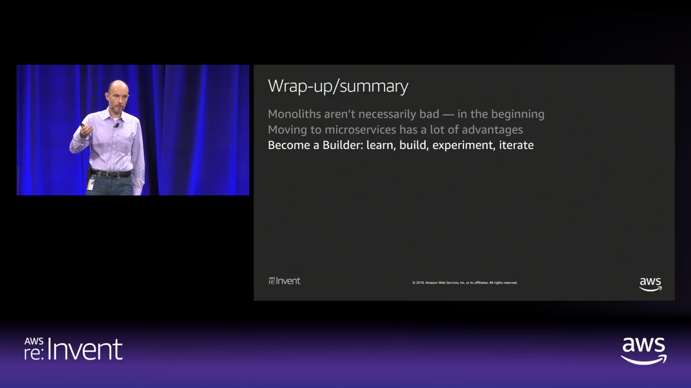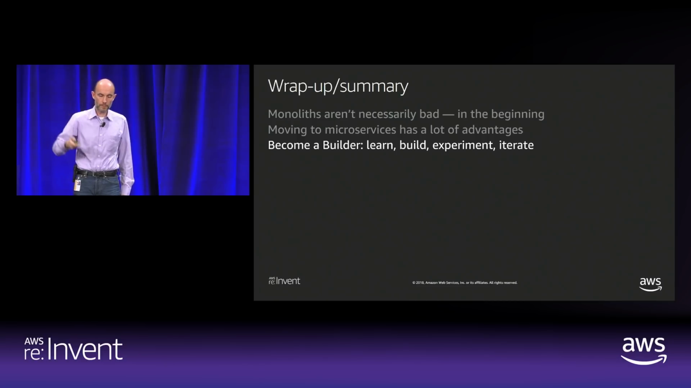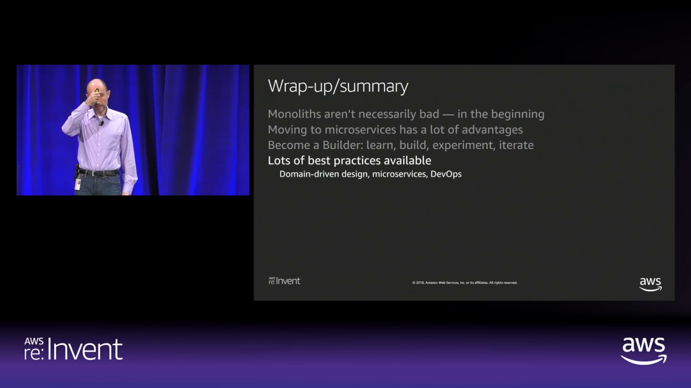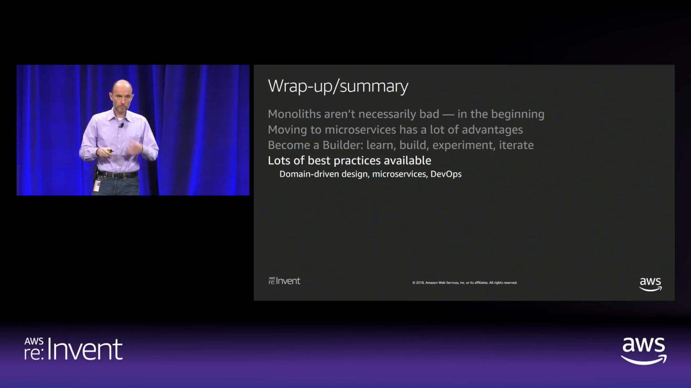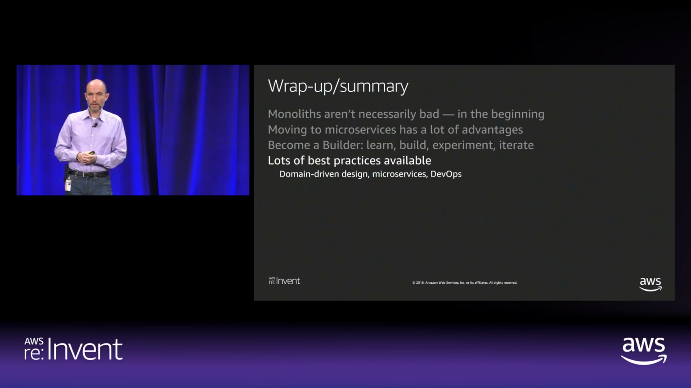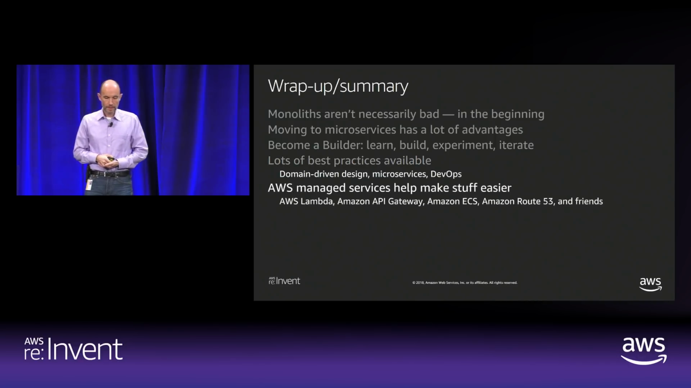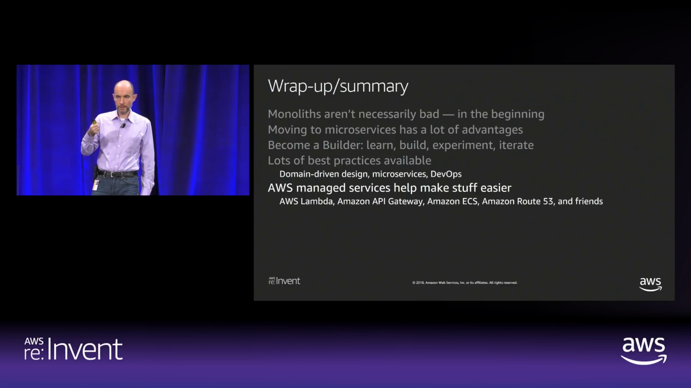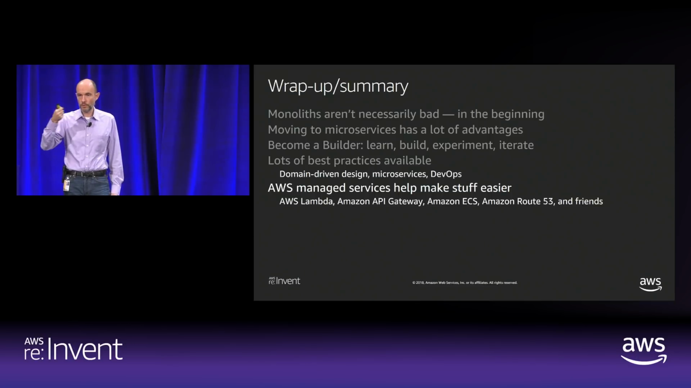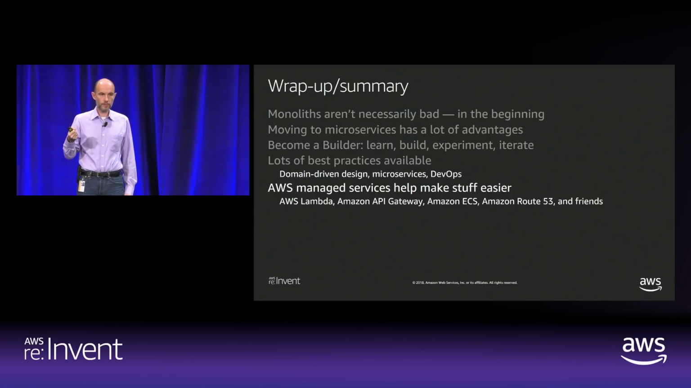Don't fret over creating the perfect solution from the beginning. Start with something that works and work from there. There are lots of best practices available. Don't forget about domain-driven design before you start writing code. Try to learn some microservices patterns and think about DevOps as a way of life instead of just a set of tools. There are a lot of services on AWS that can help you build microservices without having to think about administration and setup, which keeps your head free for really innovating on top of your use case and leaving all of the hard work to those services.